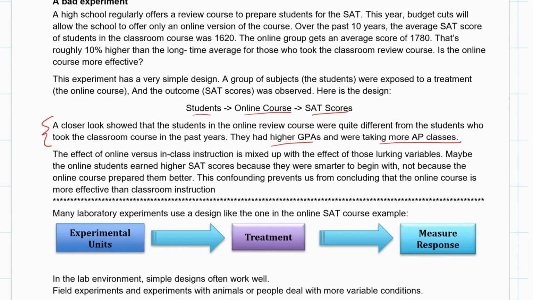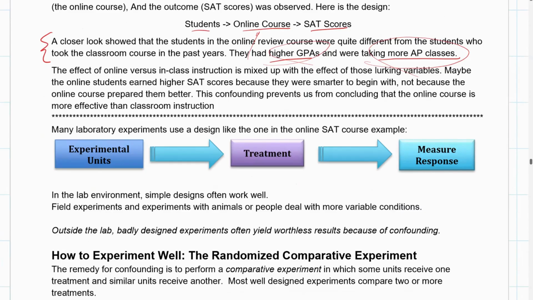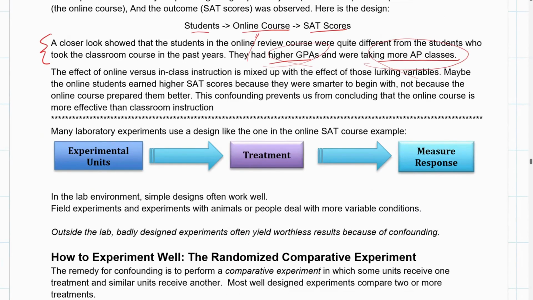Was the increase because of the online course? Was it because they were smarter to begin with? Did the class interact well with the AP situation? We don't know which thing is causing the effect. So while this is an experimental design, it's not a good experimental design because we didn't control for these lurking variables and for this confounding. So we want to design a good experiment so that we can control for confounding and lurking variables.